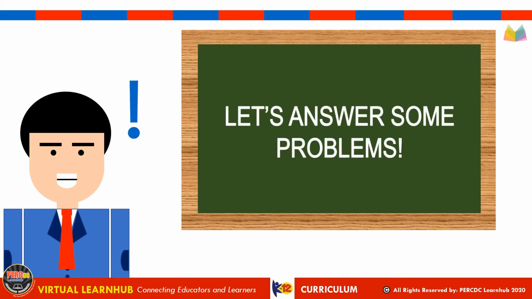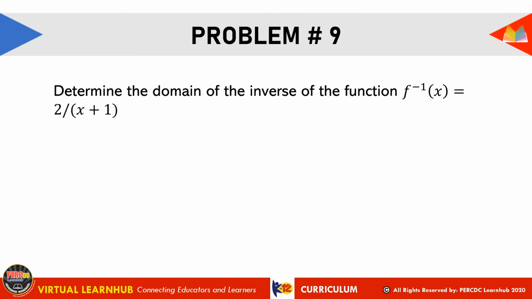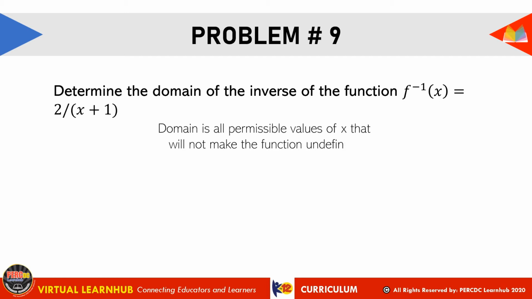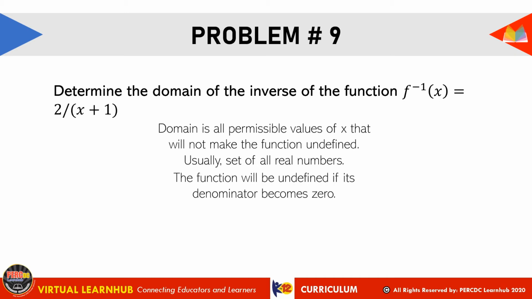Let's answer some problems. For problem number 9, determine the domain of the inverse of the function f inverse of x equals 2 over x plus 1. Let us recall that the domain is all permissible values of x that will not make the function undefined. Usually, it is the set of all real numbers. Also, the function will be undefined if its denominator becomes 0.